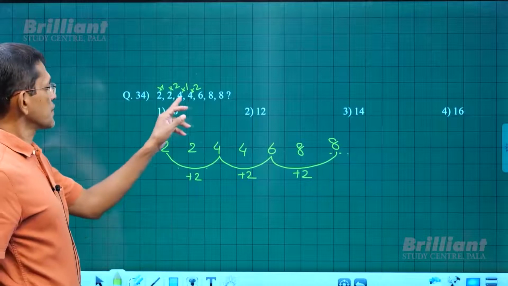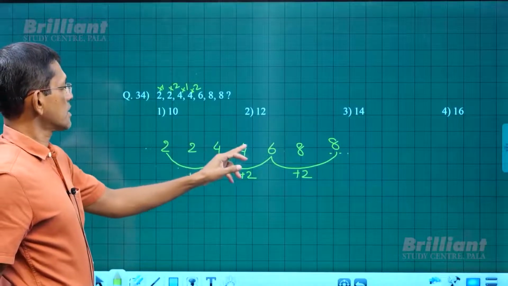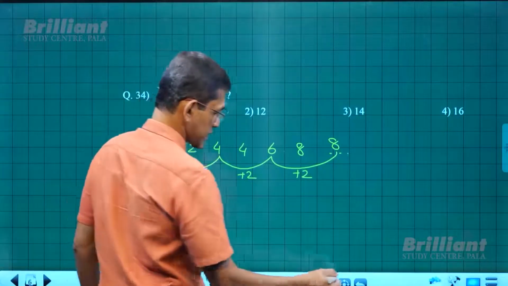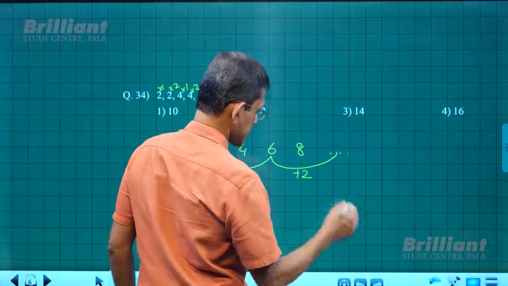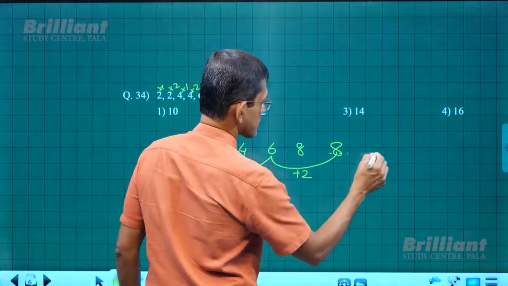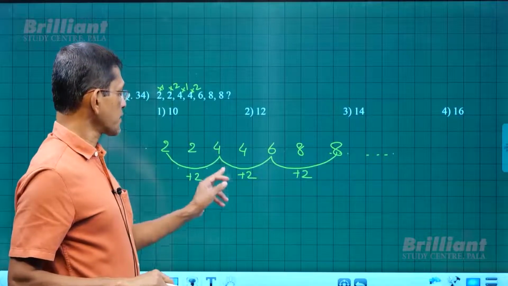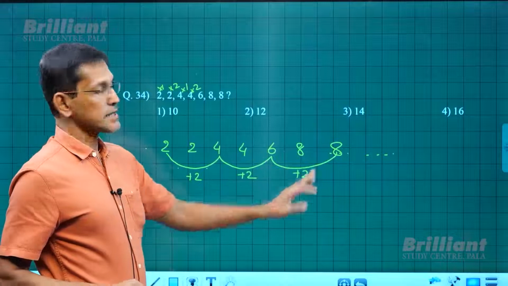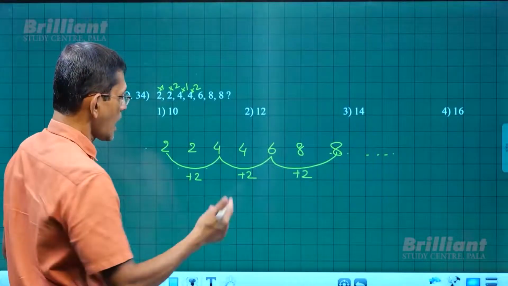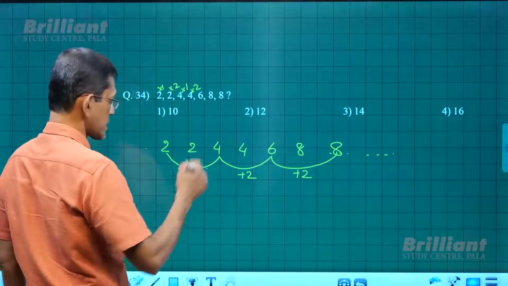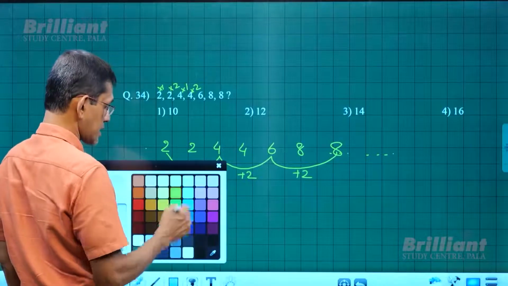So 2, 2, 4, 4, 6. Okay, we have one more 8 that is given in the question. It's fine. So one more 8 is given in the question, so we need to go for the next number. So this one, 2 plus 2 is 4, 4 plus 2 is 6, 6 plus 2 is 8. Good. How about the next number? We'll try that pattern. I'll go with a different color.